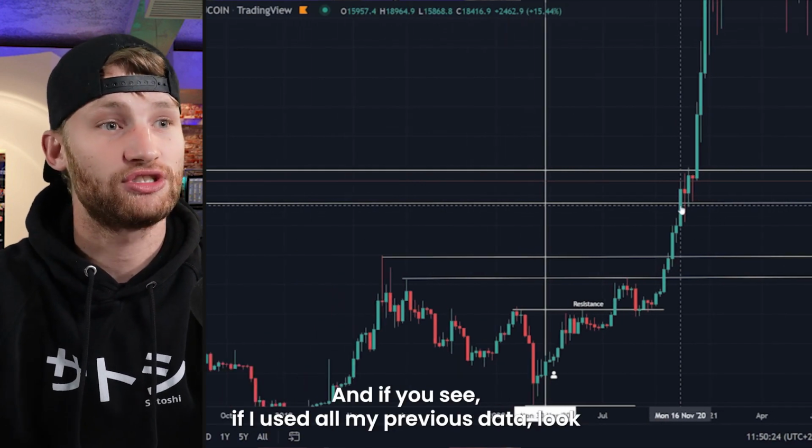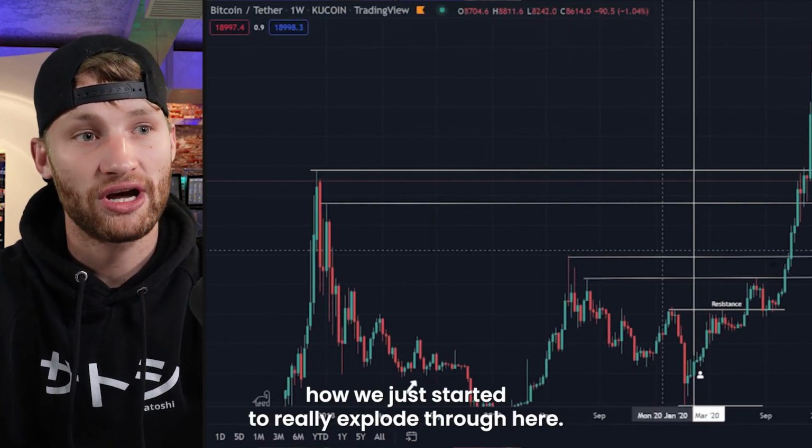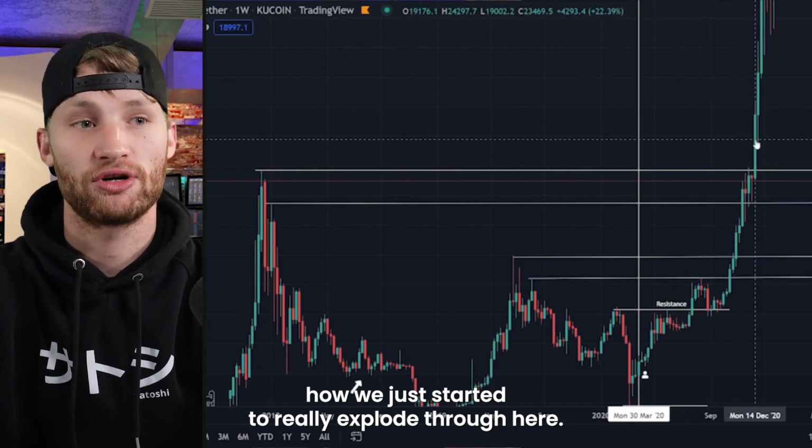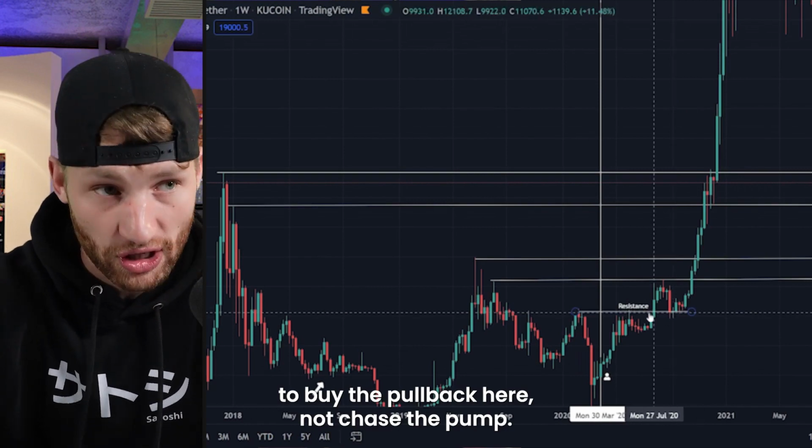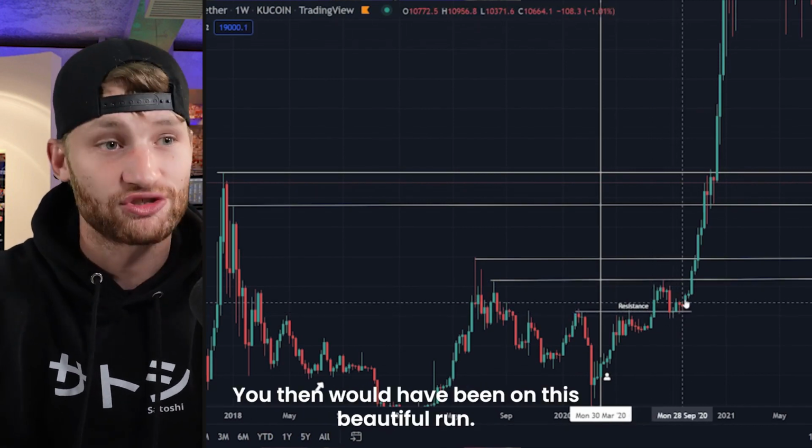We broke straight through this area, turning resistance straight into support, and we completely broke through the next ones. And if you see, if I used all my previous data, look how we just started to really explode through here. So what it would have taught you is to buy the pullback here, not chase the pump.